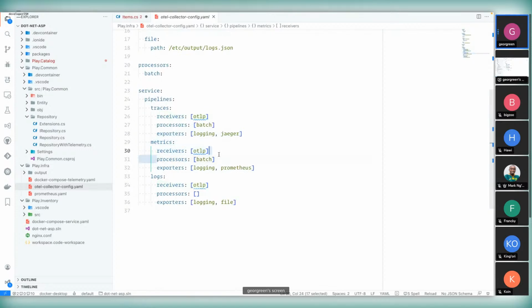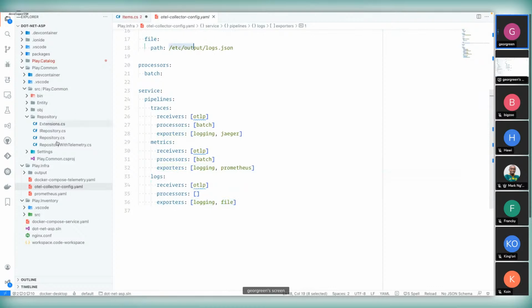We batch them, and then finally we send them out to the terminal, and then we send them to Prometheus. Same to logs, we receive them through this. We don't batch logs because logs, sometimes you want to look at them immediately. So we send them to the terminal, and then also we send them to a file. I didn't show you this file, but this file is somewhere here.